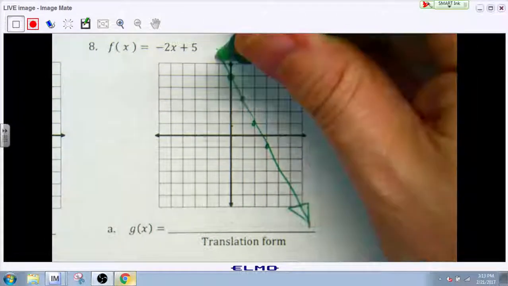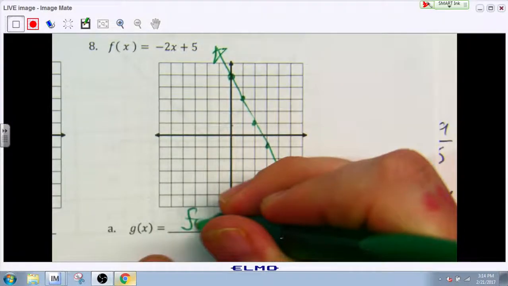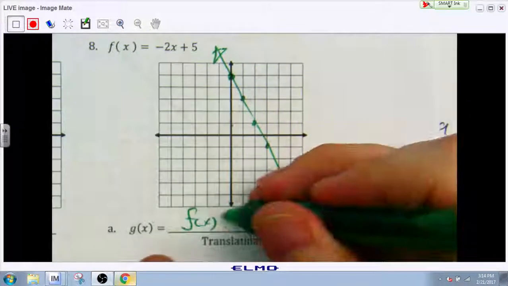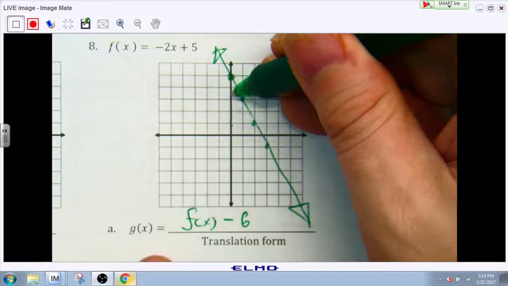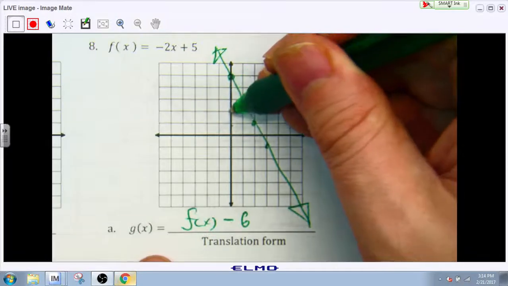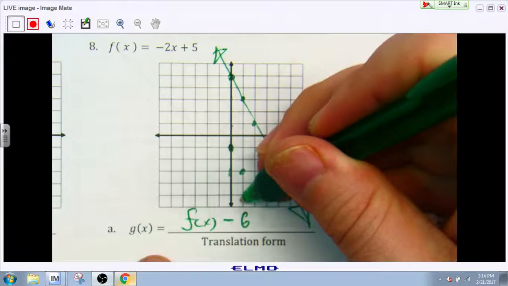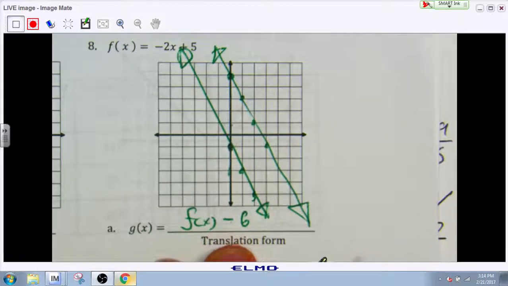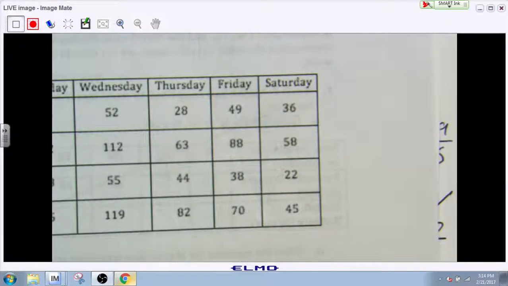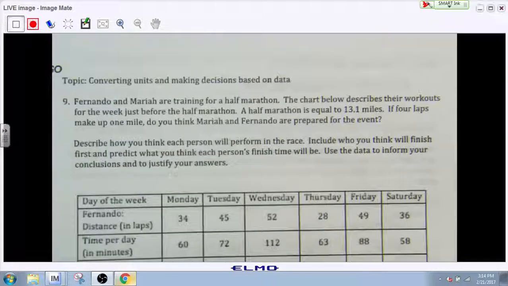Something like this. And then it asks us to do a translation form of g of x. So I might say f of x, and then, I don't know, I'm going to say like minus 6, just to see what happens. So then I just go down 1, 2, 3, 4, 5, 6. And then I go down 2 over 1, down 2 over 1. And so here's my new line. Okay, so I created a whole new form. That's it.